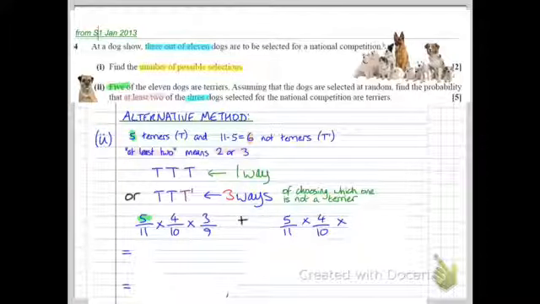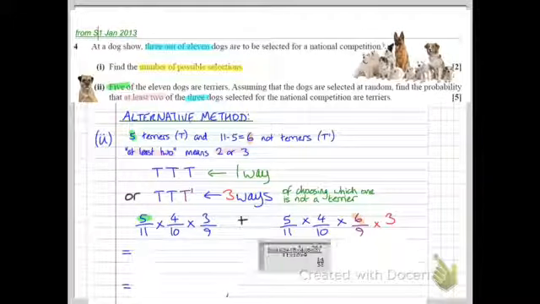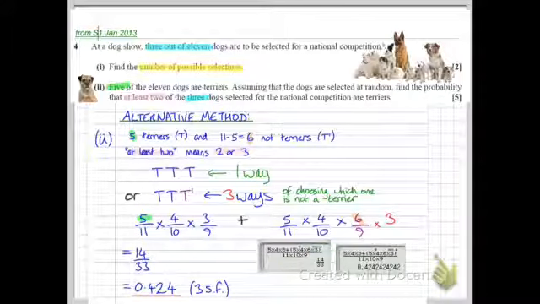And same sort of idea for the first 2 terriers, 5 terriers out of 11 dogs multiplied by 4 terriers out of 10 dogs. And then this final dog, which is not a terrier, we've got 6 non-terriers out of the 9 dogs. And there are 3 ways, as we said before, that you could arrange this, so we need to multiply by 3. So putting all of that together into the calculator, we get the answer of 14 out of 33, which is exactly the same as before. We might choose to convert it to a decimal and round it to 3 sig fig, giving us 0.424.